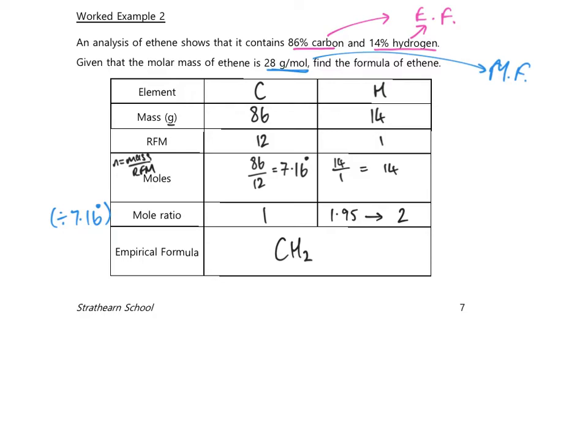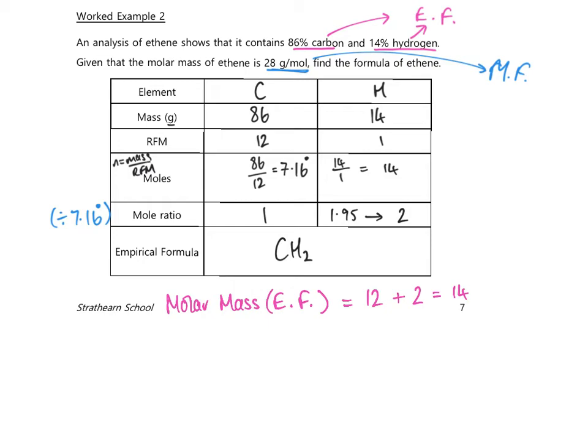So if you go back to our method from page 5, essentially we have calculated the empirical formula. What we need to do now is calculate the empirical formula mass. So if we look at our empirical formula, it's just CH2 essentially. So we have got 1 carbon, which has a mass of 12, 2 hydrogens, which will have a mass of 2, which gives us 14.